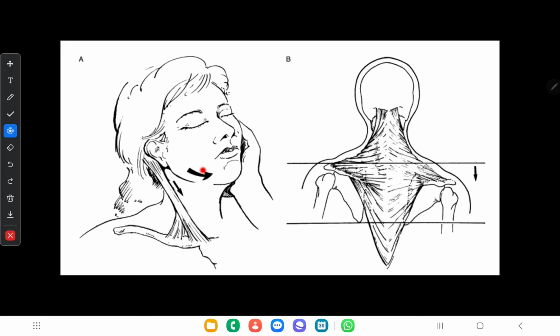Here is how the sternocleidomastoid muscle integrity is checked. Imagine you are checking the right-sided sternocleidomastoid muscle; then you must apply pressure towards this face from the left side. Then ask the patient to push your hands. Then you can see the contraction of the sternocleidomastoid muscle here.